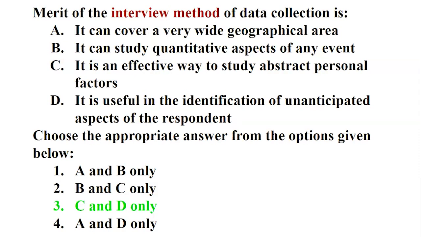We can observe his personality, we can observe his surroundings using the interview method, which is not possible using methods like survey or questionnaire. Why are options A and B incorrect? Option A is, it can cover a very wide geographical area. Is it possible? Not at all possible, because in the interview method we have to go and meet each and every person. So it cannot cover a wide geographical area because it would take a lot of time and money.